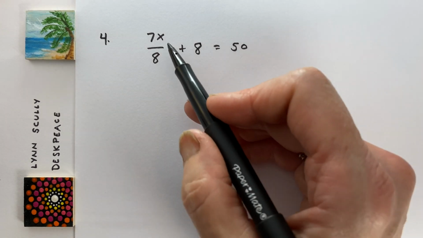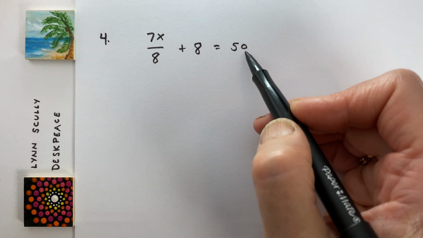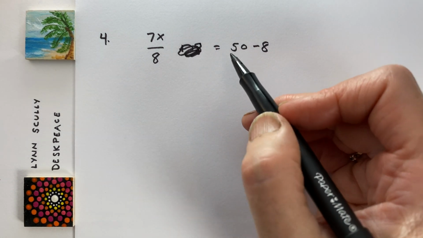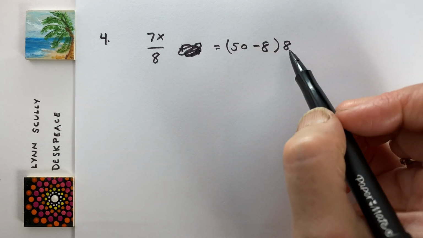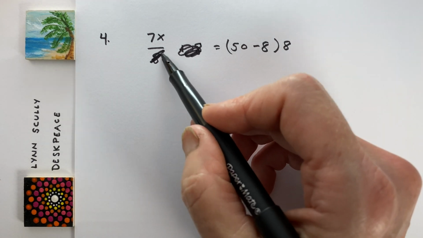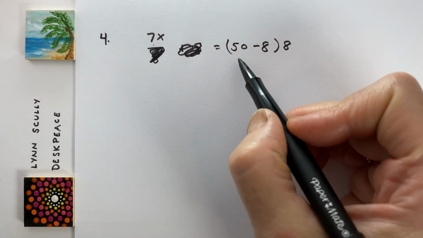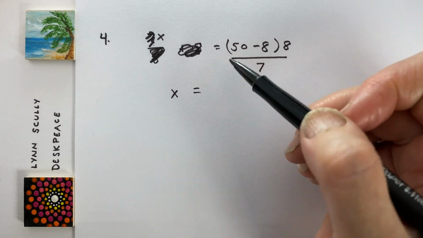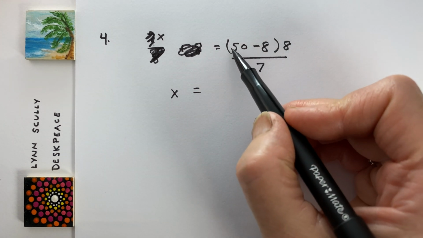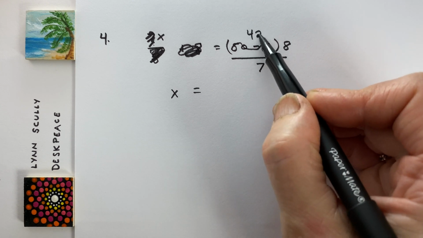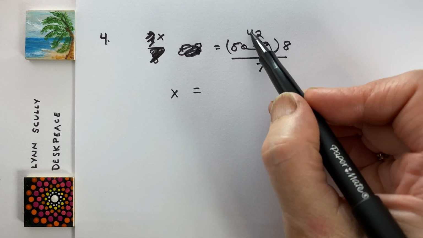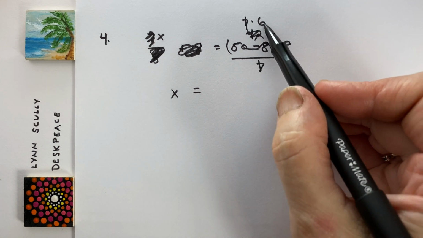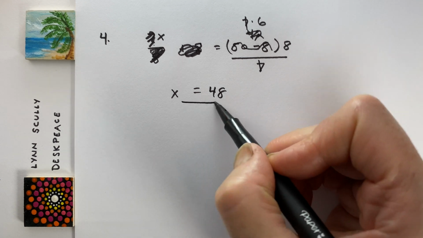Number 4, 7x over 8 plus 8 equals 50. 8's attached by addition, move it by subtraction to the other side of the equal sign. Now this 8's attached by division, move it by multiplication to the other side of the equal sign, it's gone. And this 7's attached by multiplication, move it by its complement of division. X is alone. I'll just clean this up. 50 minus 8 is 42. And I know 7 doesn't go into 8, but 42, I could write as 7 times 6. 7 over 7 reduce, and I get 6 times 8 is 48.